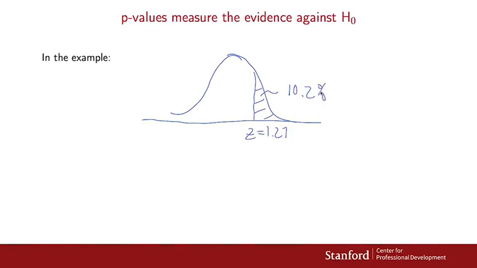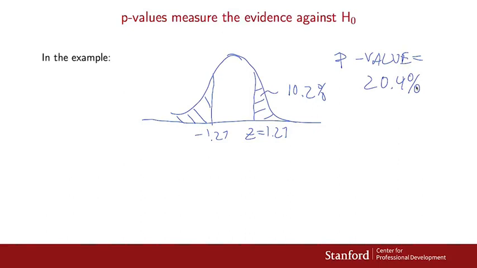So the p-value is the probability of getting a normal outcome that's larger than 1.27 or smaller than negative 1.27. And since the normal curve is symmetric, we simply double the shaded area. So we find that the p-value in this case is twice 10.2%, so it's 20.4%. So what would be the conclusion in this case? Well, 20.4% is not smaller than 5%, so we would not reject the null hypothesis.